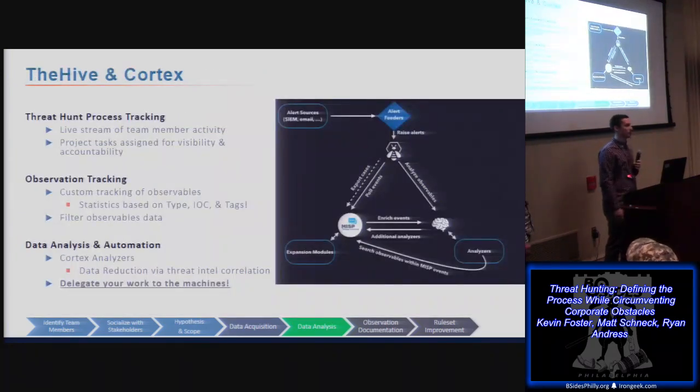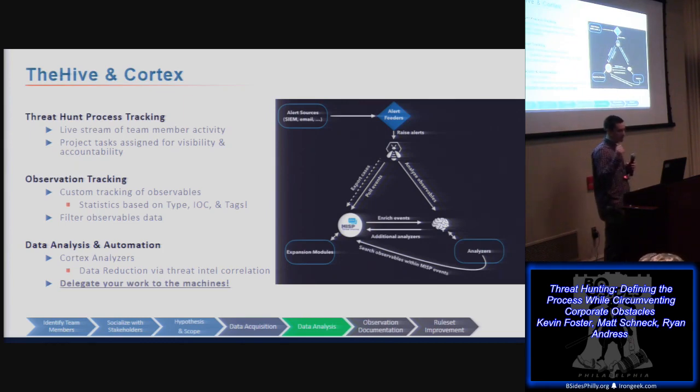So moving forward into the Hive and Cortex, the Hive is going to be our threat hunt process tracker. And Cortex is going to obviously help us with analytics as well. Starting with the Hive, it's a live stream of team member activity. It gives us accountability going forward, especially with being able to track what you were touching at this time, and what users, what hosts, as well as project tasks assigned for visibility and accountability. Associated with these tasks, you can also assign metrics or statistics around it, so reporting for C-level executives or other data analysts who are being brought in from the client side.